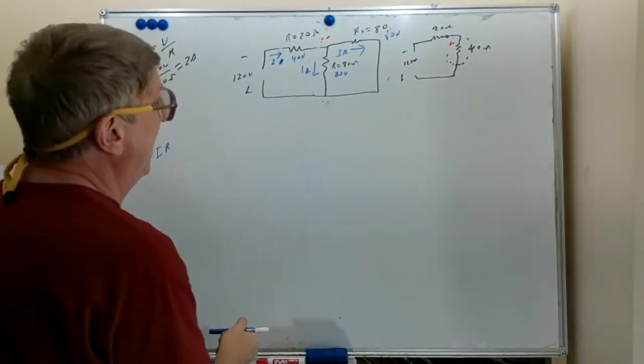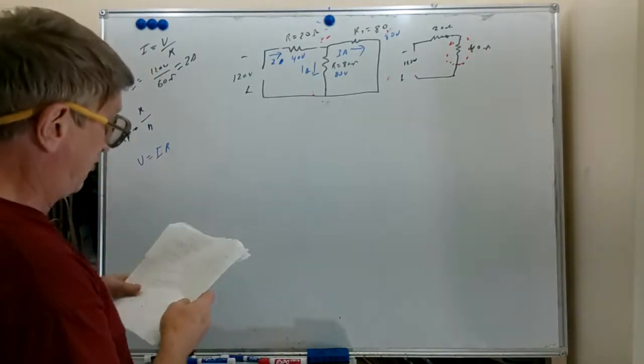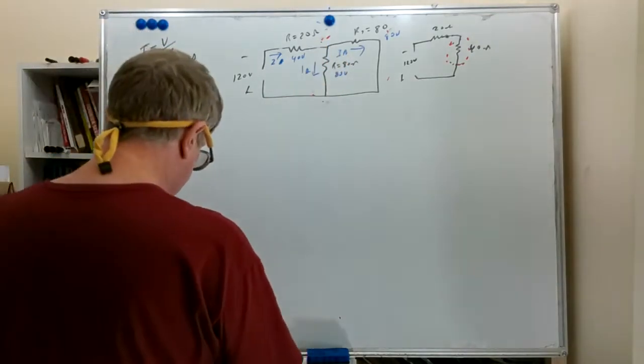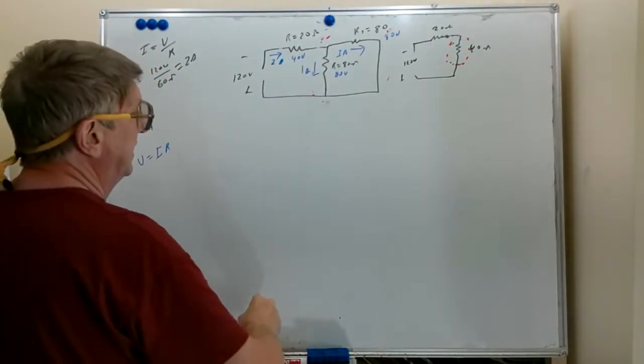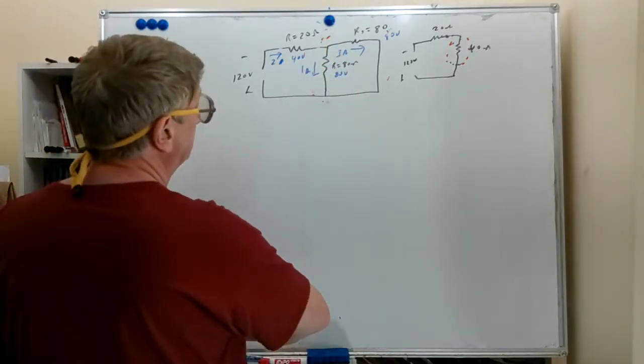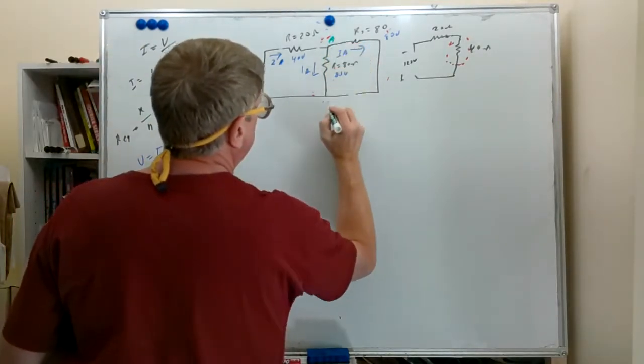Everything's running just fine. What happens if we get a short? If we get a short, I'm going to label some of these points. I'll call this point A and B.